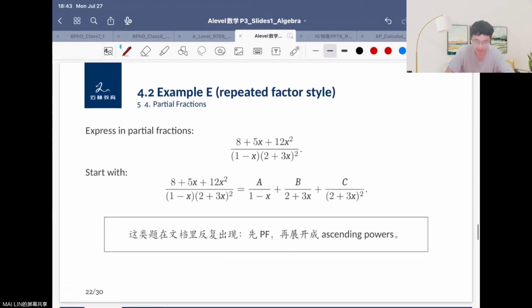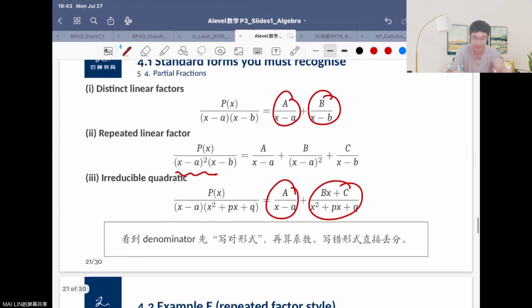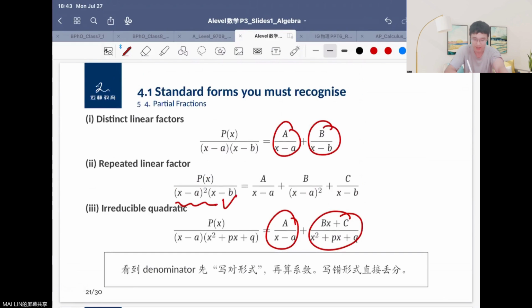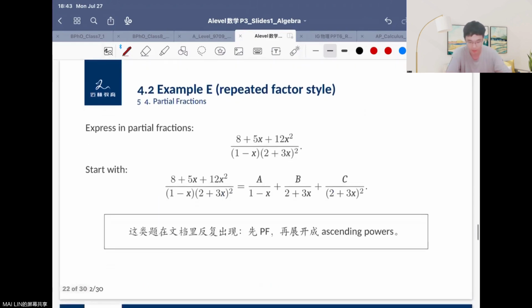So for example, here, express it in partial fractions. Take a note of this line. You find it obeys the second rule, the repeated linear factor. So you can try to factorize it, maybe here as 1 minus x times 2 plus 3x squared. Then it can be divided into a over 1 minus x plus b over 2 plus 3x plus c over 2 plus 3x squared. Then you make sure that the left equation equals the right equation.